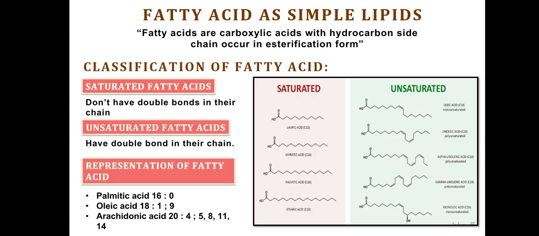Now, fatty acids are the simplest form of lipids present in our body. These are the carboxylic acids with hydrocarbon side chains that occur in esterified form. It is a long chain of carbon atoms with hydrogen atoms all along the length till one end and a carboxyl group at the other end. This is the structure of triglyceride with hydrogen attached to the carbon chain all along and a carboxyl group at the end. And also there are three fatty acids and a glycerol molecule.